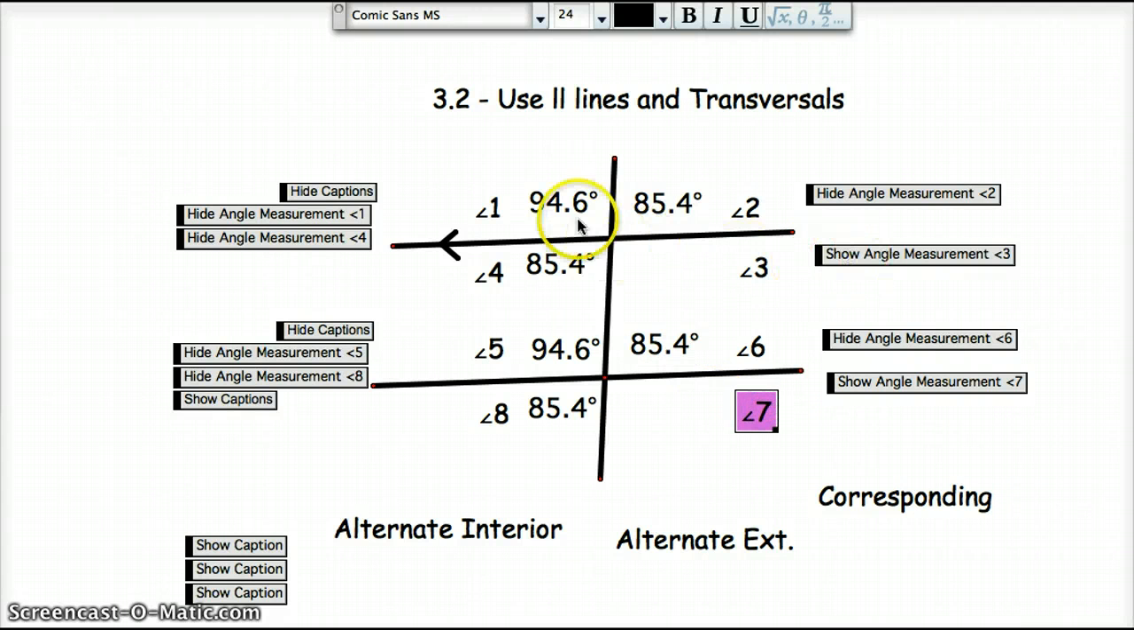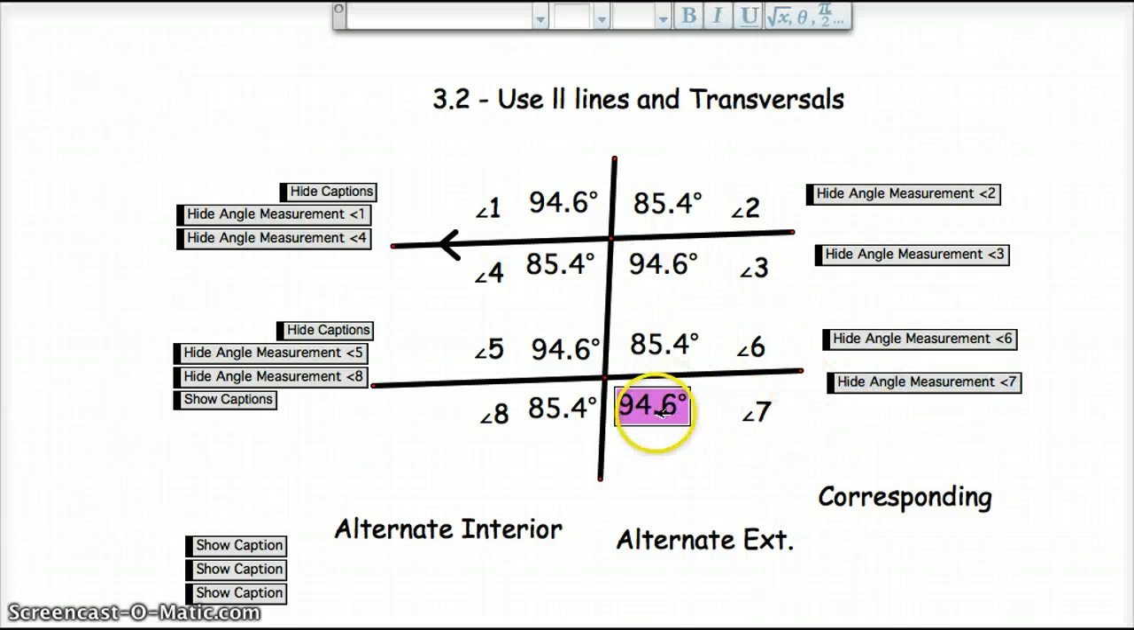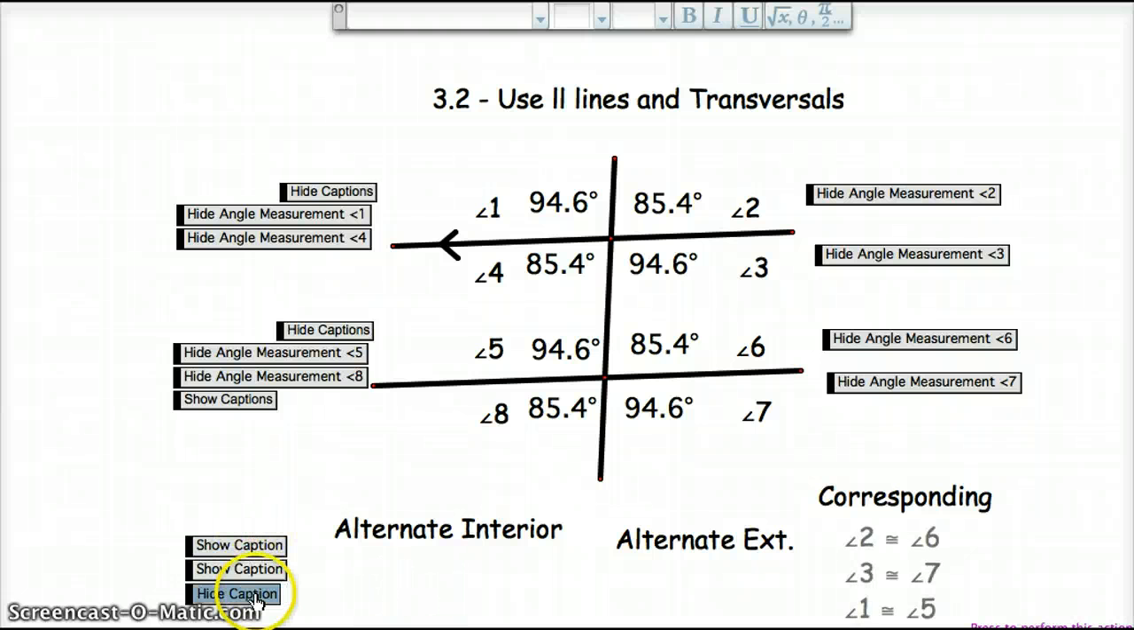Angle 3, we already said is 94.6 because of the vertical angle. So we can throw 94.6 up there. But what do you think angle 7 is? Yeah, 94.6 as well. And that was all based on corresponding angles. Okay? So what conjecture can you make about corresponding angles? You can conject that corresponding angles are congruent.